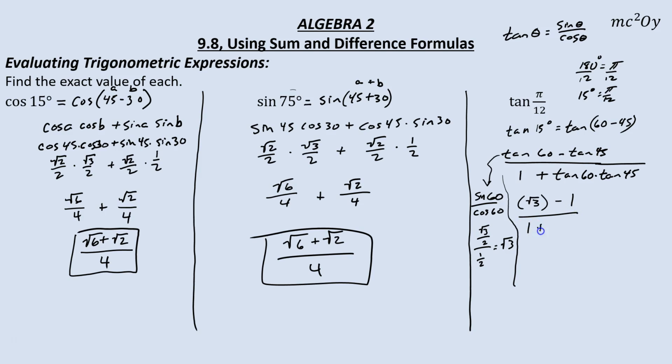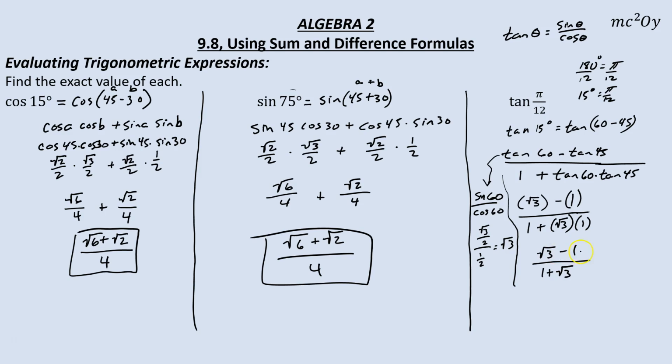And then I have 1 plus, and then tan 60, once again, we know is root 3, and tan 45 is 1. So really, all of that becomes, well, root 3 minus 1 is just root 3 minus 1. I can't do anything with that. And then I have 1 plus root 3. Okay, now I need to go ahead and rationalize that denominator and get the root out of the denominator.